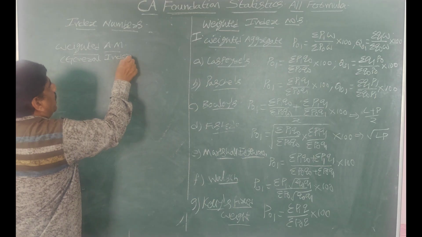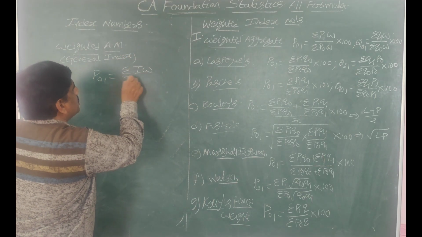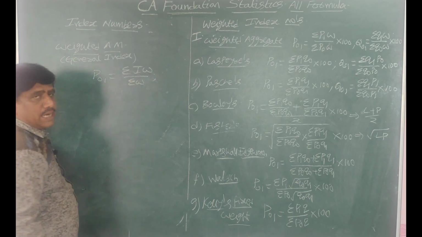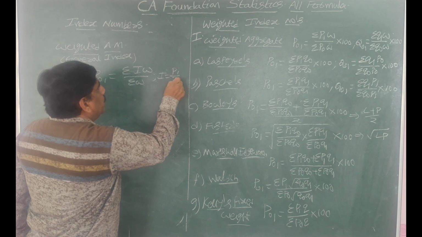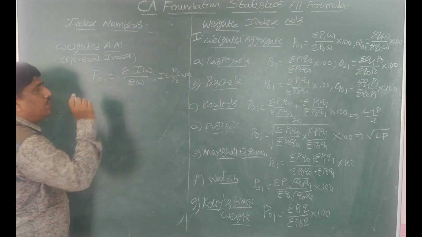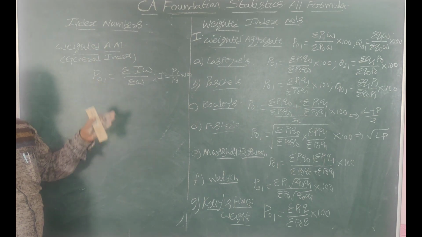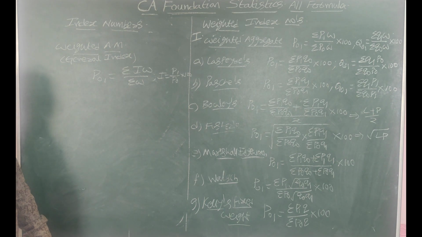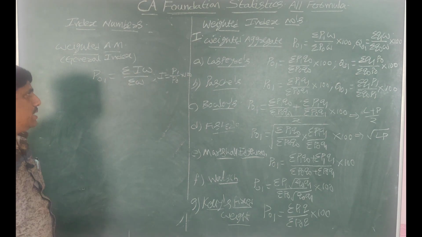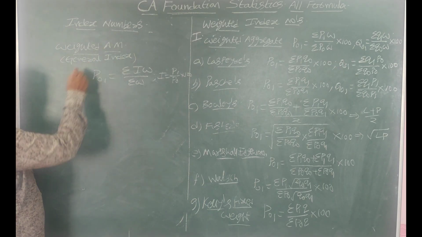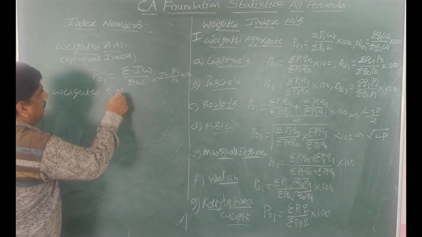General index, where the formula is P01 equal to summation IW by summation W, where I is relative, P1 by P0 into 100. So relative into corresponding weights, summation IW by summation W. The weighted AM formula is nothing but the general index, summation WX by summation W. Here instead of X there will be I, summation IW by summation W. Weighted AM. Similarly, we have weighted GM also, where anti-logarithms and logarithms will come.